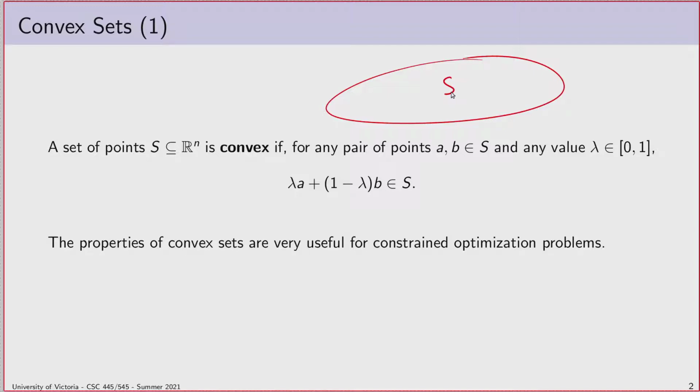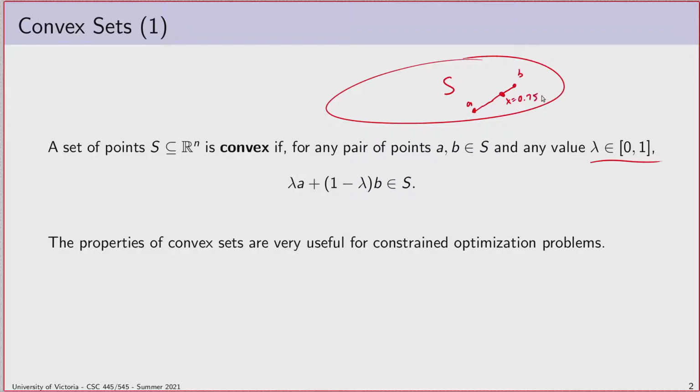A set S is convex if, when I choose any pair of points inside the set, so there's A and there's B, and I consider this line segment between A and B. And let's say I choose some value lambda between 0 and 1. What lambda really refers to is how far you are between A and B. So for example, if lambda is 0.25, then I'm 25% of the way between A and B. And if lambda is 0.75, then I'm 75% of the way from A to B.